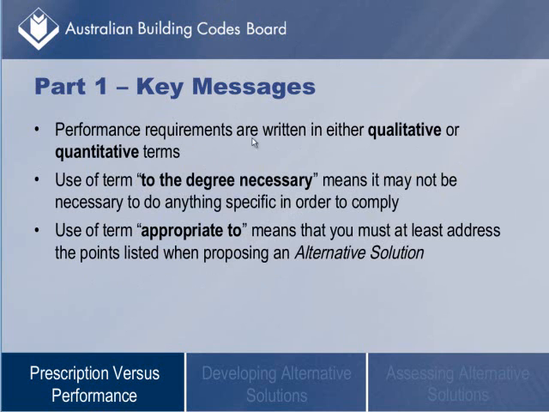So performance requirements are written in either qualitative or quantitative terms. The use of the term to the degree necessary means it may not be necessary to do anything specific in order to comply. The use of the term appropriate to means that you must at least address the points listed when proposing an alternative solution.